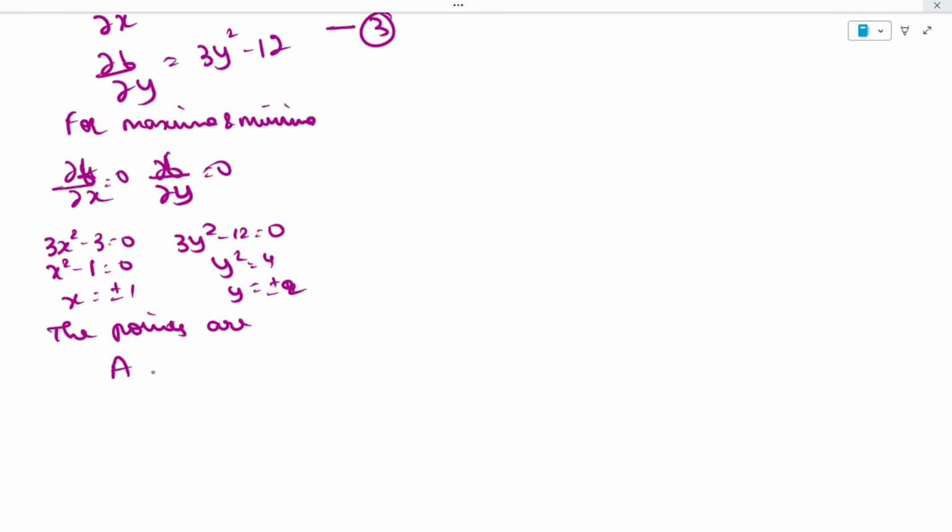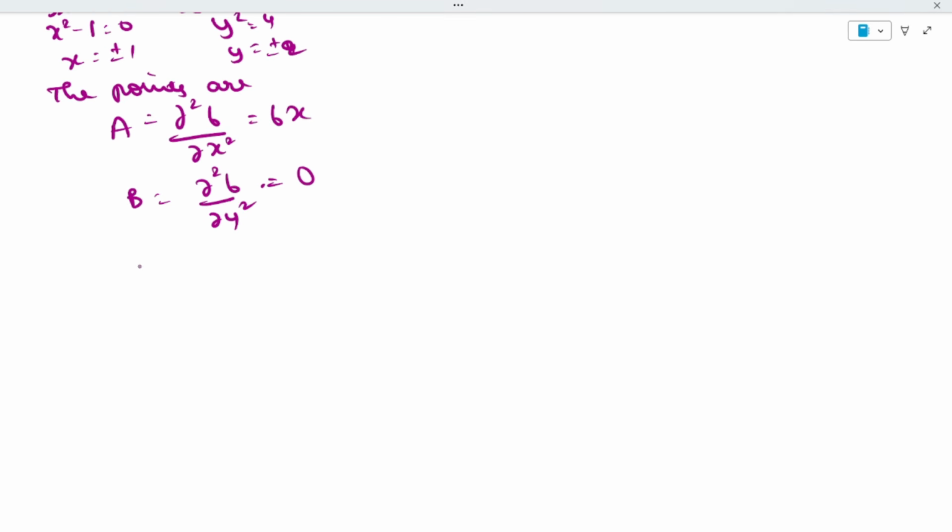You consider some value a equal to del square f divided by del x square, that is the second partial derivative, 6x. You consider some b as del square f by del x del y, which is 0. Again you consider some c, that is del square f divided by del y square, which will be equal to 6y.